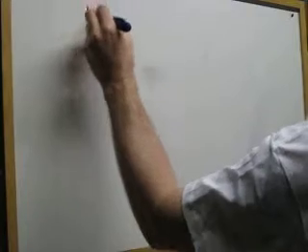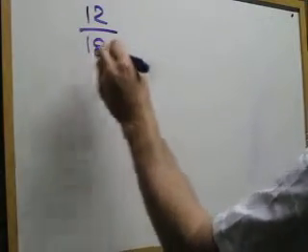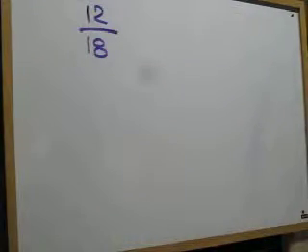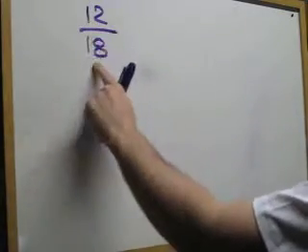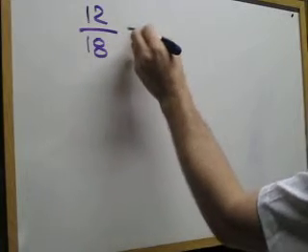Alright. So let's look at some applications here. Bottom of page 450. During the game, a basketball player makes 12 out of 18 free throws. Write the ratio of the number of free throws he makes to the number of free throws he attempts. So there's my fraction. He attempted 18, he made 12. So that's the fraction I want.